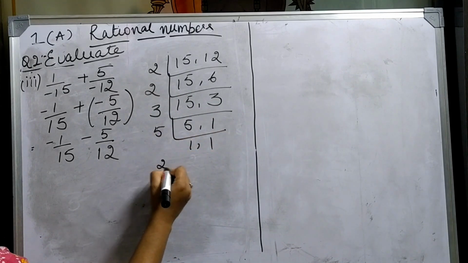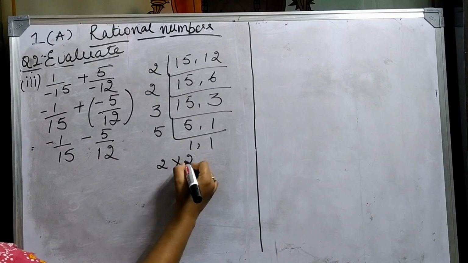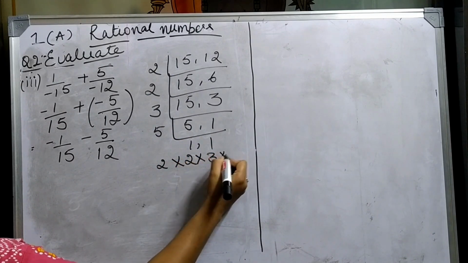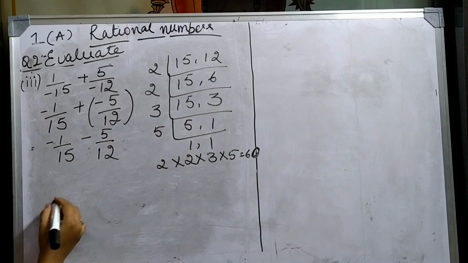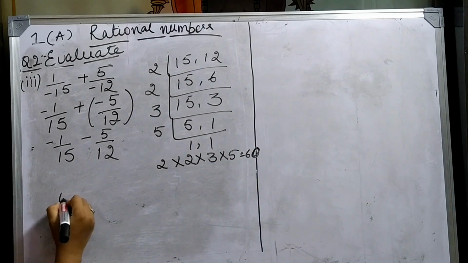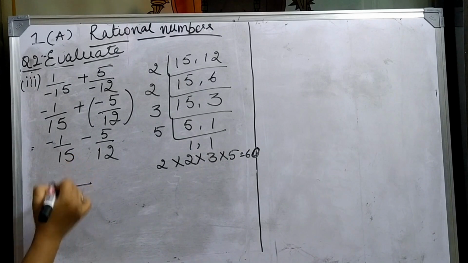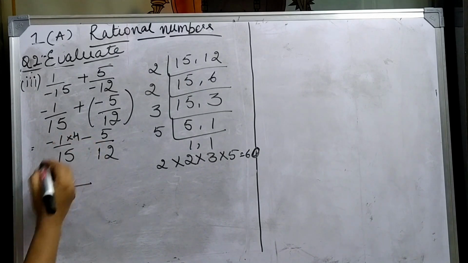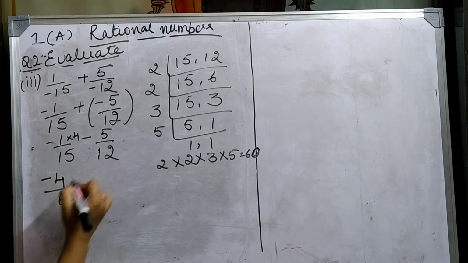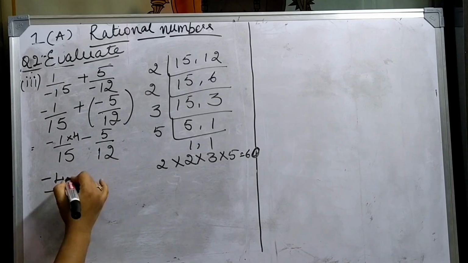So it is 2 into 2 into 3 into 5, which is 60. So the LCM is 60. Now if you divide 60 by 15, we will get 4. So multiplying it with the numerator, you will get minus 4. When you divide 60 by 12, you will get 5.